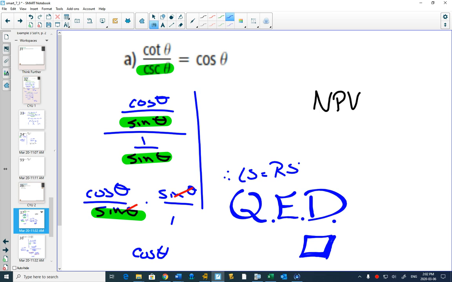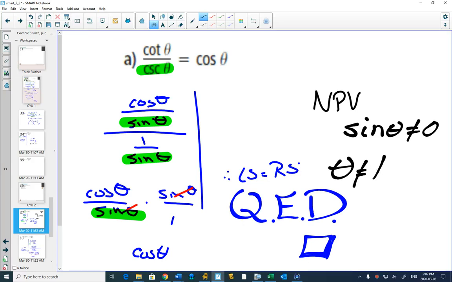Fancy. So for our non-permissible values, I like this pen. What do we know? We know that sine theta can't equal 0. When is sine theta equal 0? Theta can't equal k pi, where k is an integer.